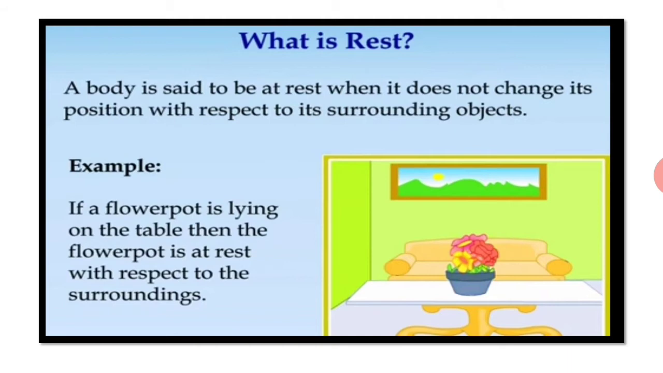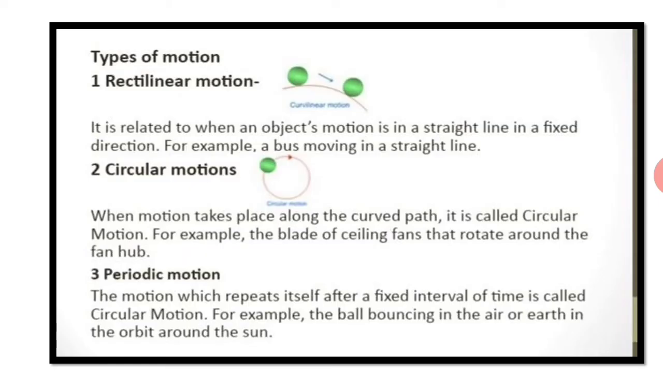Now, let us see how many types of motion there are. There are three types of motion. First is rectilinear motion. It is when an object's motion is in a straight line in a fixed direction. For example, a bus moving in a straight line.